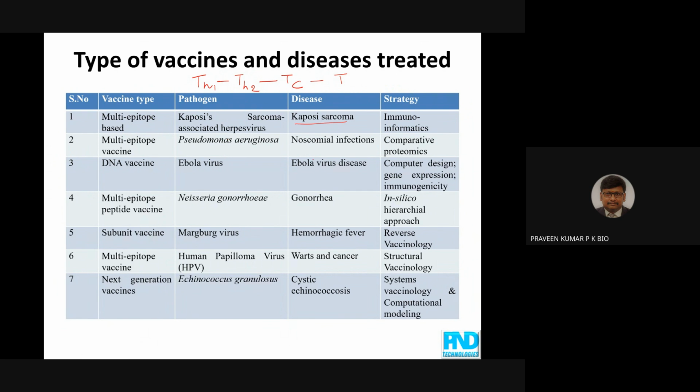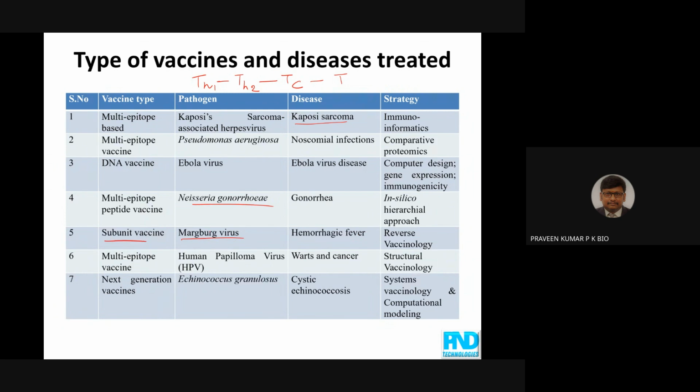The third one is for Ebola virus, a DNA vaccine, and for Neisseria gonorrhea, one of the sexually transmitted diseases. Okay, this happens through this kind of species. An in silico hierarchical approach is used. Okay, a multi-epitope based peptide vaccine can be used for treatment of gonorrhea and hemorrhagic fever. This has happened through Marburg virus. Now, the subunit vaccine.